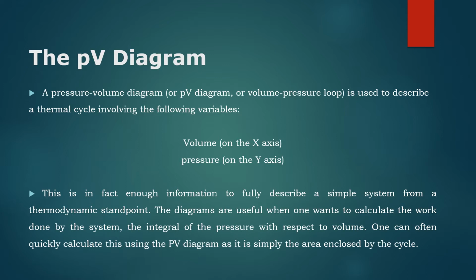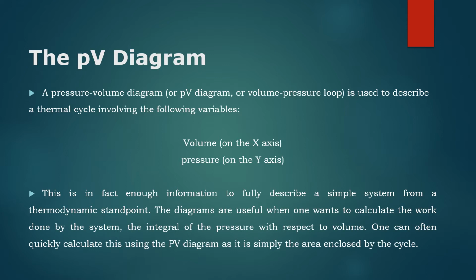Now let us proceed to our next subtopic, which is the PV diagram. A pressure volume diagram, or PV diagram, or sometimes called the volume pressure loop, is used to describe a thermal cycle involving the following variables. These are the volume on the x-axis and pressure on the y-axis. This is in fact enough information to fully describe a simple system from a thermodynamic standpoint.